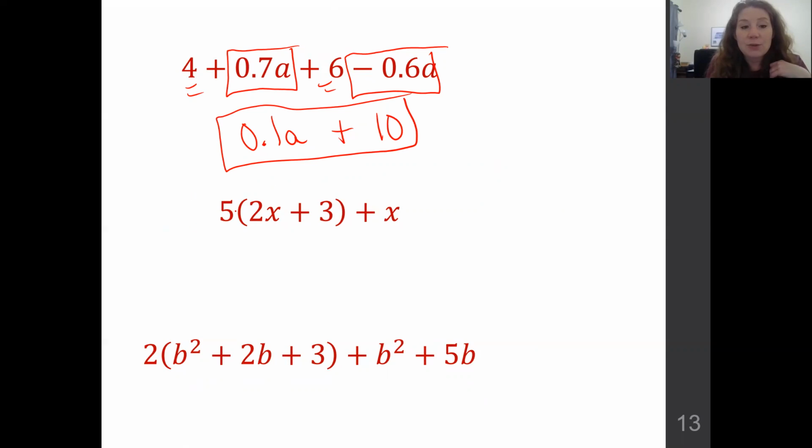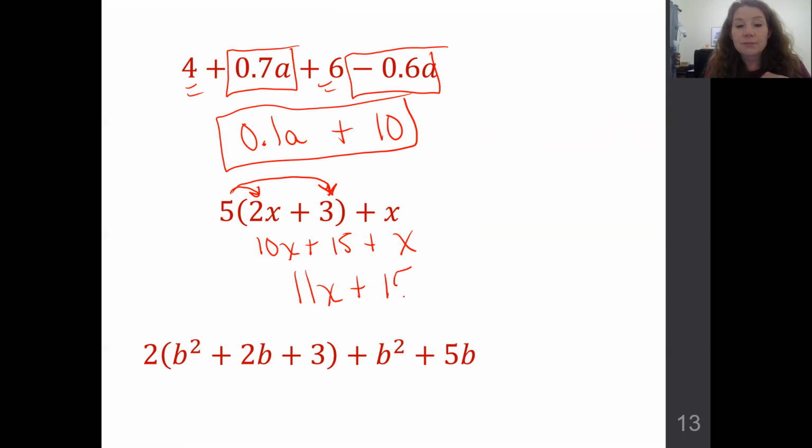All right, now these two problems we haven't really discussed, but I think you all can do the distributive property. We're going to distribute 5 times 2x, so 5 times 2x is 10x, plus 5 times 3 is 15, plus 1x. Then we combine like terms. 10x plus 1x is 11x plus 15, and we're finished.